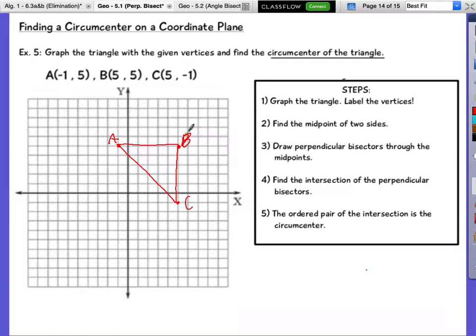So the second step is finding the midpoints of the sides. How can we find the midpoints of the sides?